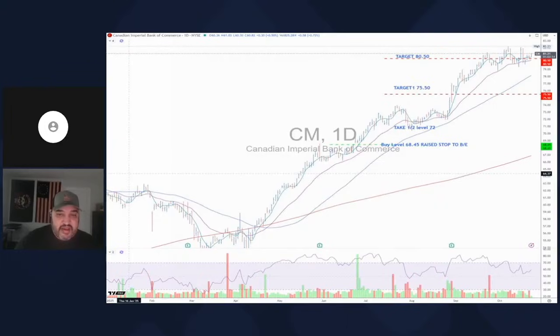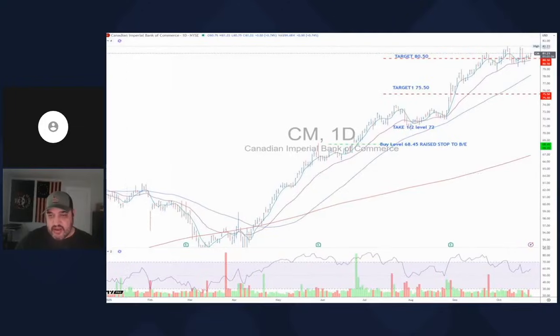68.45. We took half through 72, and then on CM, I think the chart's cut off there. Yeah, no, it's fine. Sorry, and then we reached a target there at $80.50 for a really nice chunky move. We took it off because it was the measured move off the lows. It's about a 19% gainer, I believe. Just rinse and repeat, as they say, on Canadian Imperial Bank.